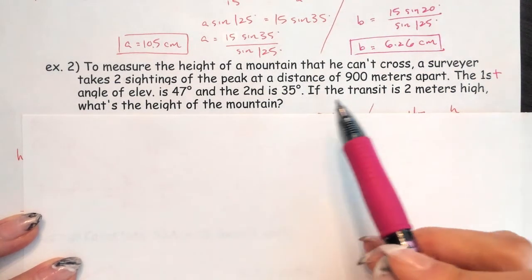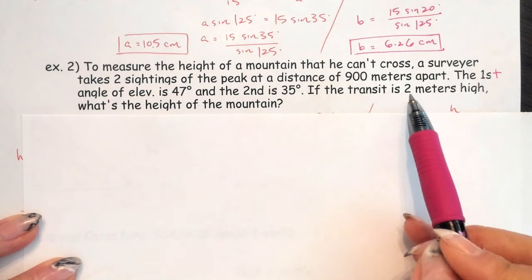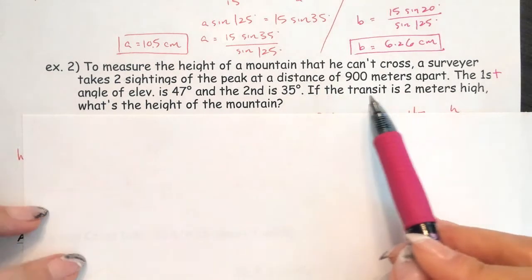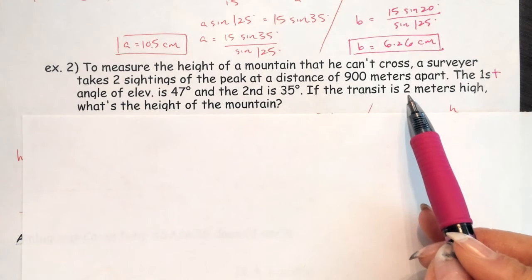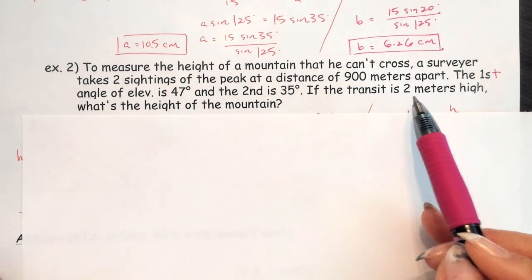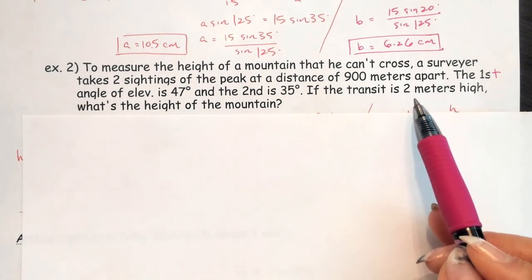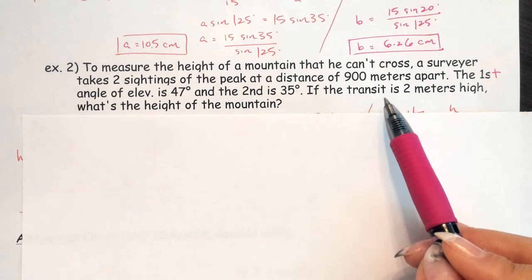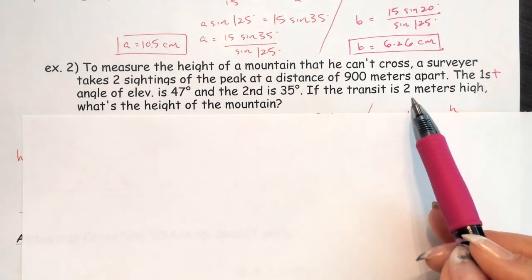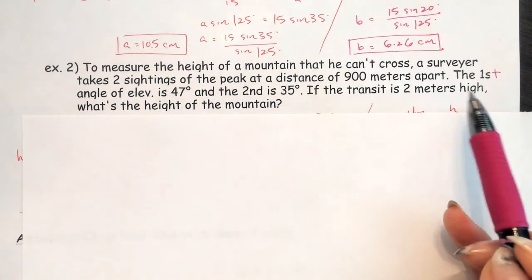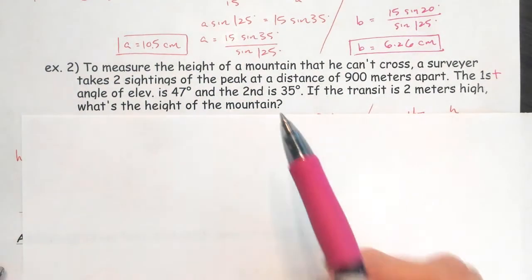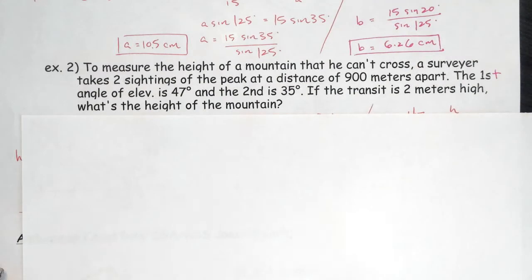If the transit is 2 meters high, okay, here's what a transit is. You stick it into the ground, and then 2 meters above the ground is this thing that you look through. So imagine this pole that you stick into the ground, and then 2 meters high, you look through something to look at the top of the mountain. So that's the transit, okay? And then it says, what is the height of the mountain? All right, if I was going to do this for homework, I wouldn't write every single word.